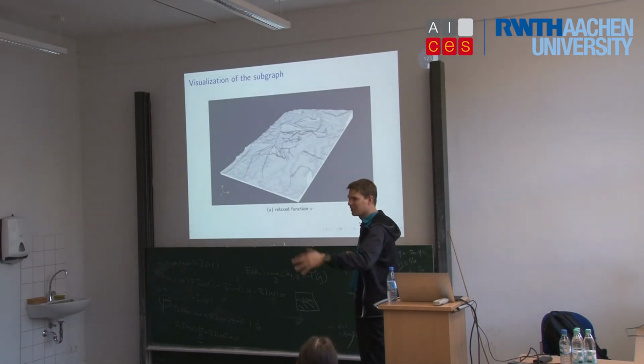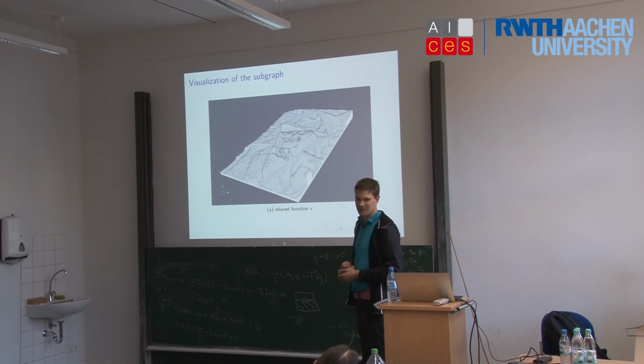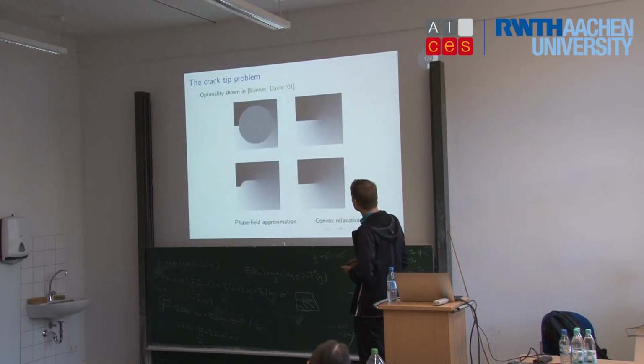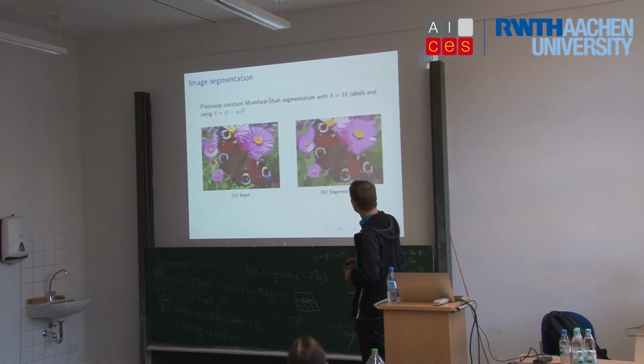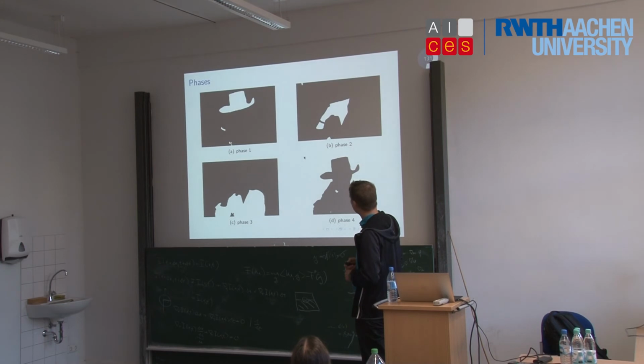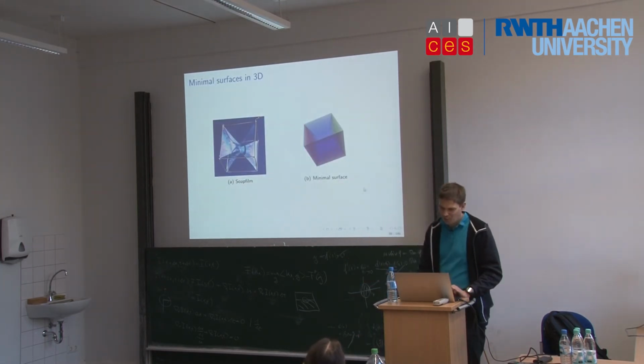So this is the graph of the function, and you're optimizing directly for this 3D object as a binary. It's like a segmentation. You can also do multi-label segmentation with that. Multi-label image segmentation, yes.